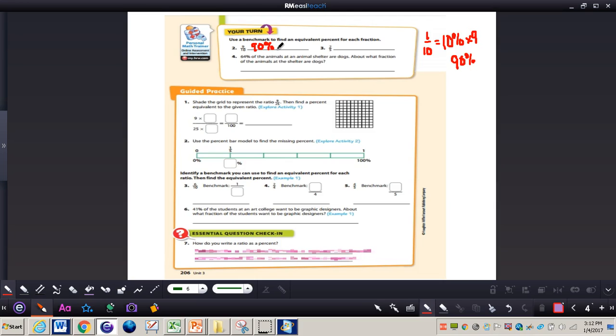So let's take a look at number 3 now. We could take a look at 2/5. Think an equivalent fraction of 2/5 equals 4/10. Okay, so since an equivalent fraction of 2/5 equals 4/10, I know that 1/10 equals 10% again. And then 4 of those 10% is going to give me 40%.